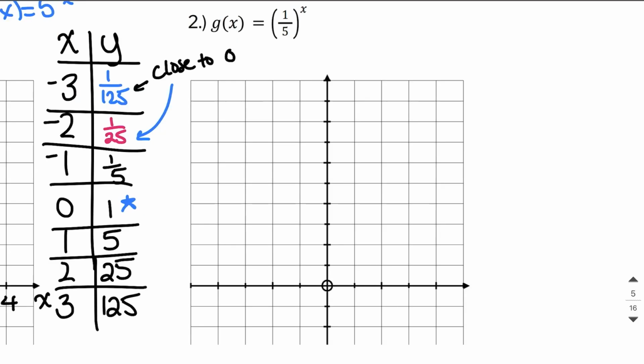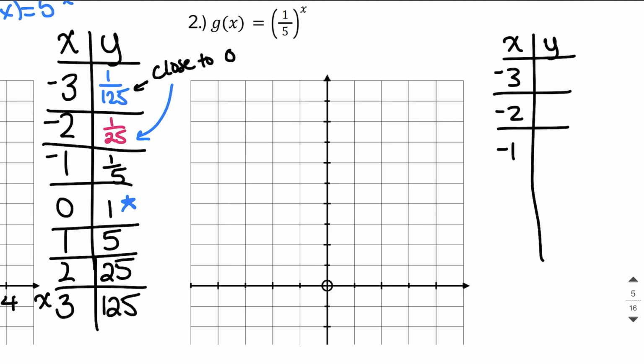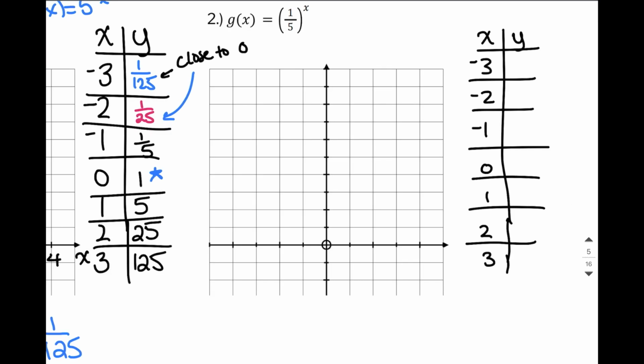Let's try g of x now. For g of x, I'm going to create a chart just like I did for f of x, and I'm also going to go from -3 all the way to +3. To figure this out, for example, if I want to do g of -3, this is going to be 1 over 5 to the power of -3. But because the exponent is negative, that means that I have to do the reciprocal. So I get 5 to the power of 3, which is 125. So this here would be 125.